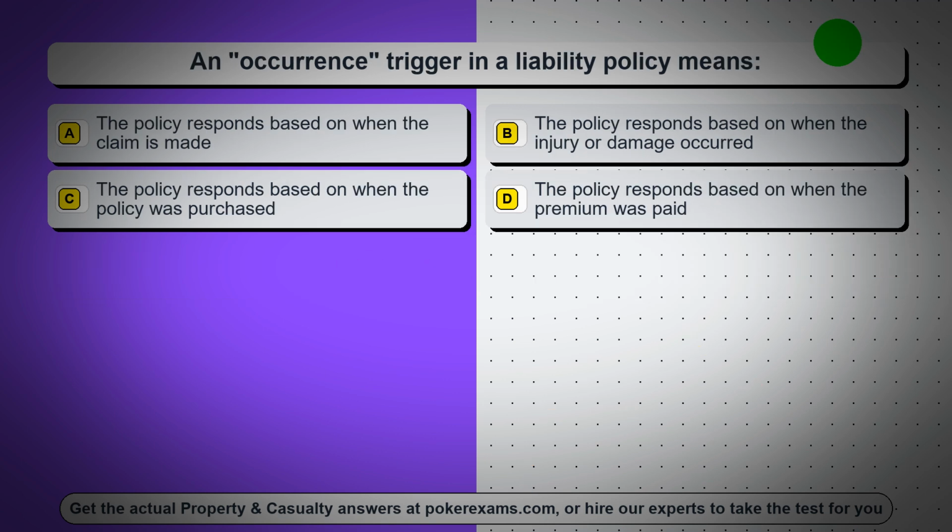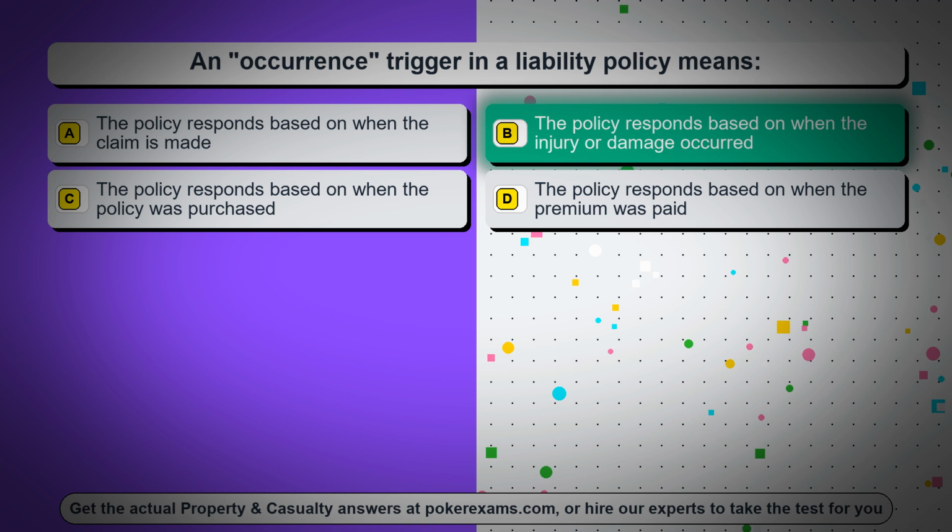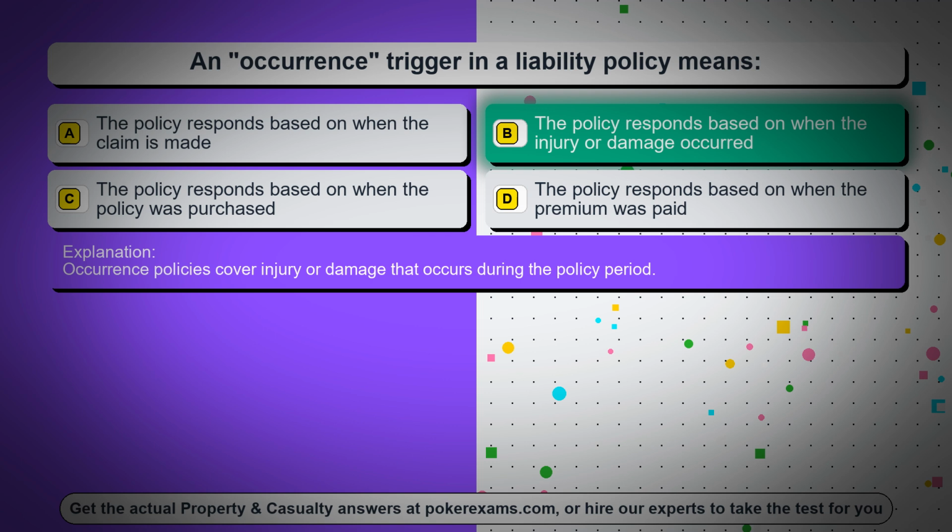Question 54. An occurrence trigger in a liability policy means. Option A, the policy responds based on when the claim is made. Option B, the policy responds based on when the injury or damage occurred. Option C, the policy responds based on when the policy was purchased. Option D, the policy responds based on when the premium was paid. The correct answer is option B, the policy responds based on when the injury or damage occurred. Occurrence policies cover injury or damage that occurs during the policy period.